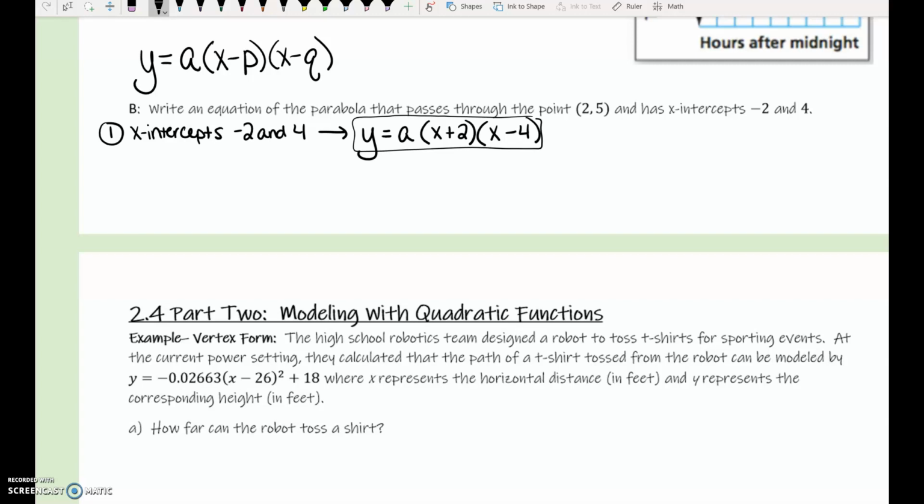Okay, now we're saving this for later because we are going to revise this once we know what our a value is. Our goal is to find a and then rewrite that equation with the known a value. All right, step 2 is use the point.